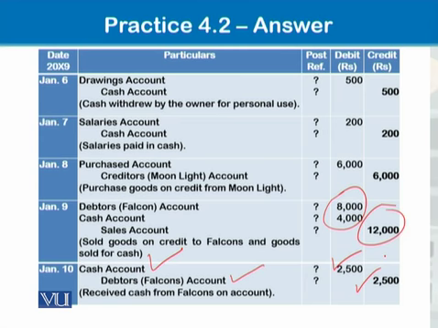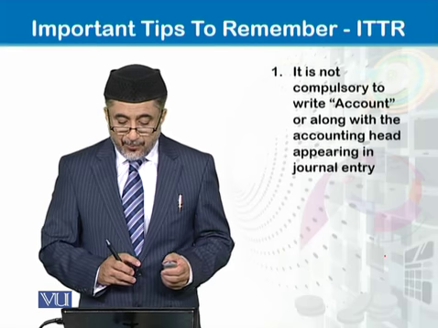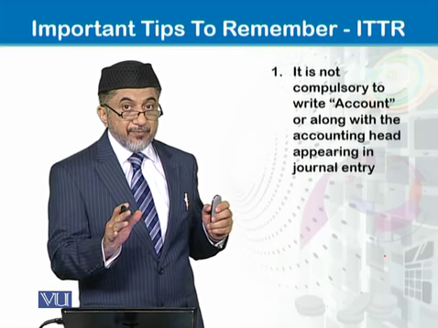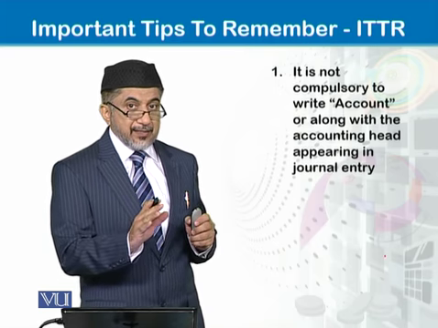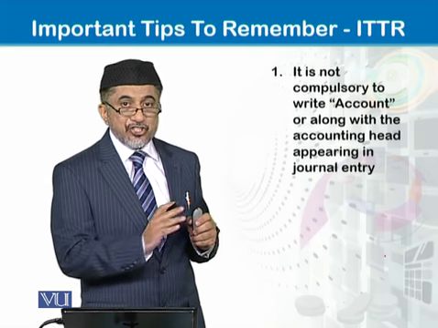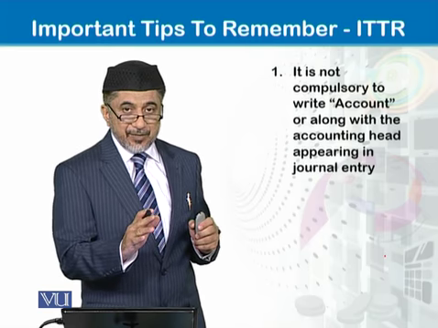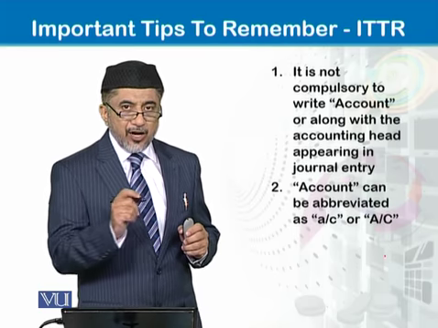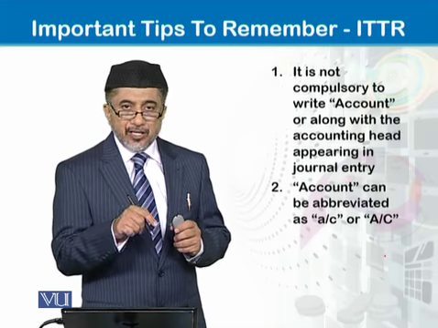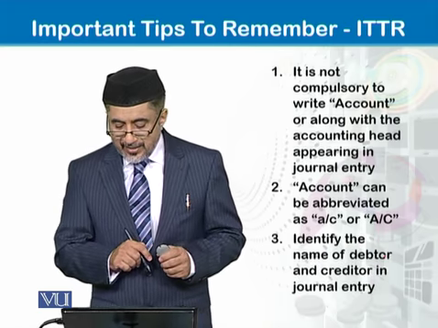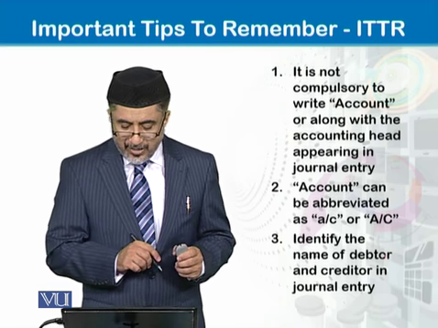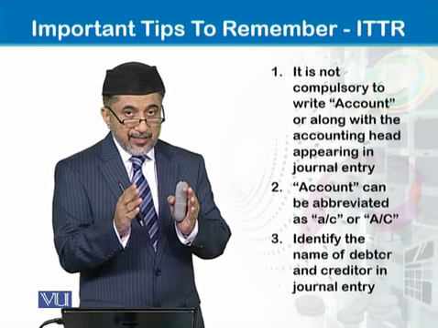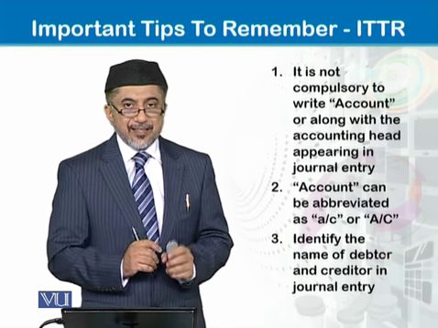That's very good. Let's remember important tips: it is not compulsory to write account all the time. You can simply write debtor debit, or cash debit, or sales credit, or purchase debit. The second thing is you can abbreviate account with A/C, and then identify the name of the debtor and creditor in the journal entry. This is something very important, that you should identify who is the debtor and who is the creditor. Thank you very much.